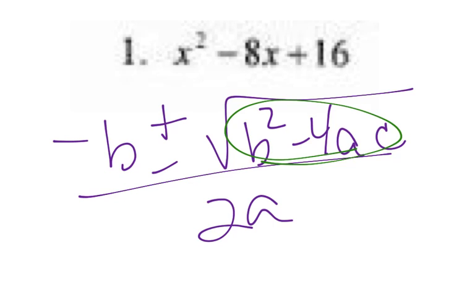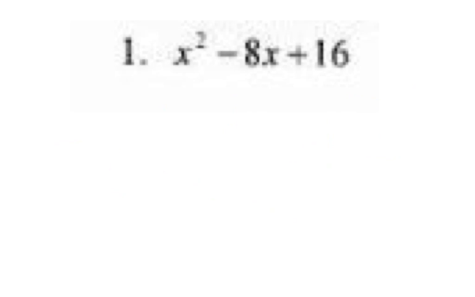Remember, if it's positive, you'll have two real roots. If it's 0, you'll have one real root. And if it's negative, you'll have two imaginary answers. We're going to use that. We're going to predict what the answers are going to be. Then we're going to put it into the rest of the formula, and actually get an answer. So you have to start by figuring out what A is.